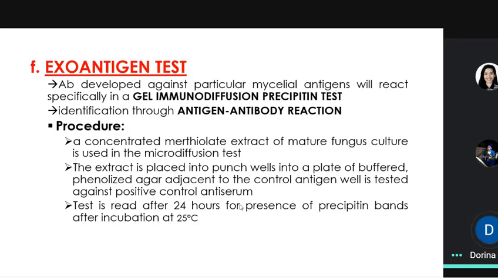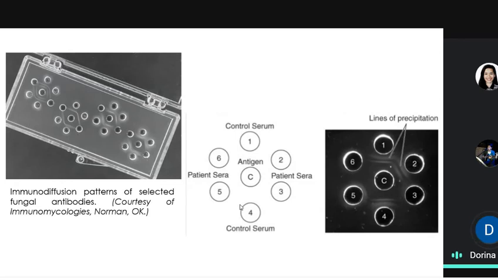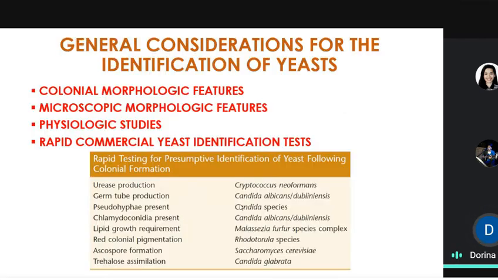Okay. So, yun yung sa exo-antigen test natin. So, ito yung example wherein you see the lines of precipitation. Okay? So, may antigen-antibody reaction.